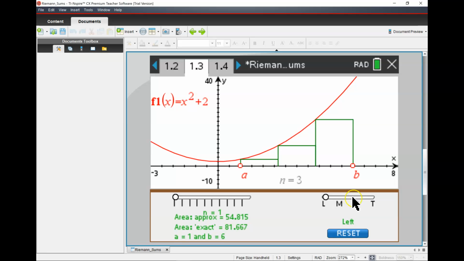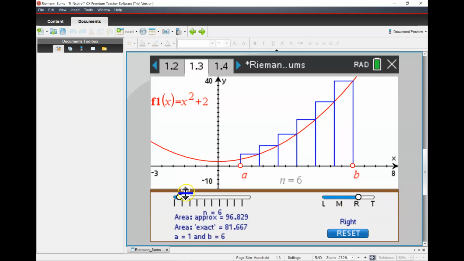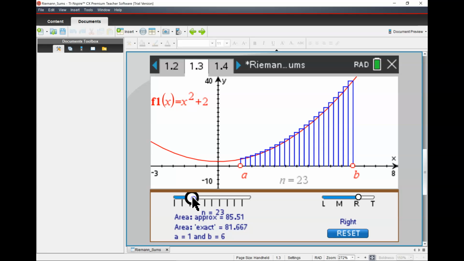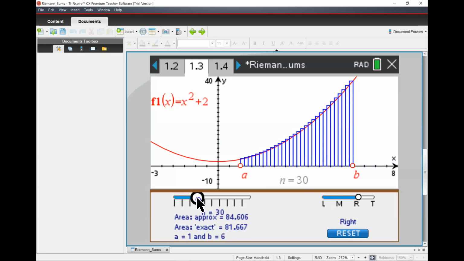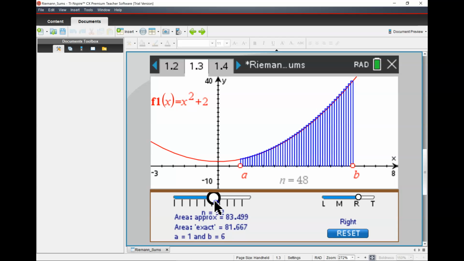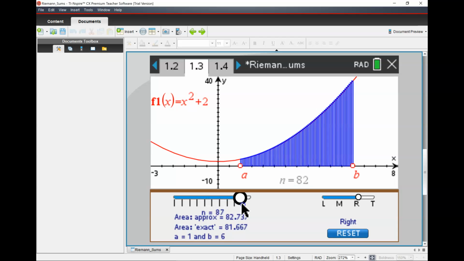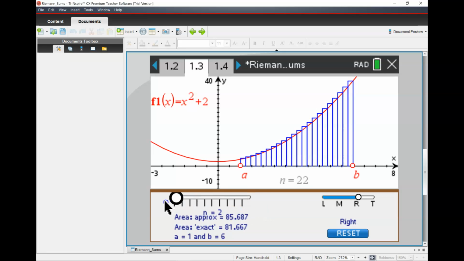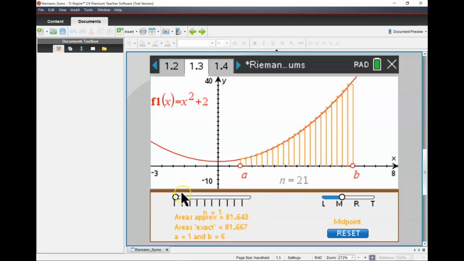If I wanted to do the right endpoint, and look at the right endpoint, we're over approximating, but look, they're getting better. The extra spaces are becoming less and less until finally it's a perfect approximation. And then you can do this all day.